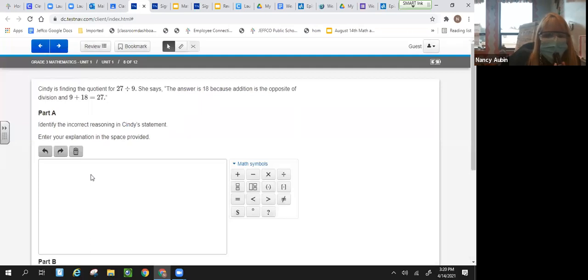Okay. This one was the trickiest one. You had to do some writing. I saw some people only write equations and they were very willing to go back and fix that. But remember when I said it's a puzzle penguin? I've always, with puzzle penguin, made you write in words. It's just like an exit ticket. So Cindy is finding the quotient for 27 divided by 9. She says the answer is 18 because addition is the opposite of division. And 9 plus 18 equals 27. Identify the incorrect reasoning in Cindy's statement. Enter your explanation in the space provided.